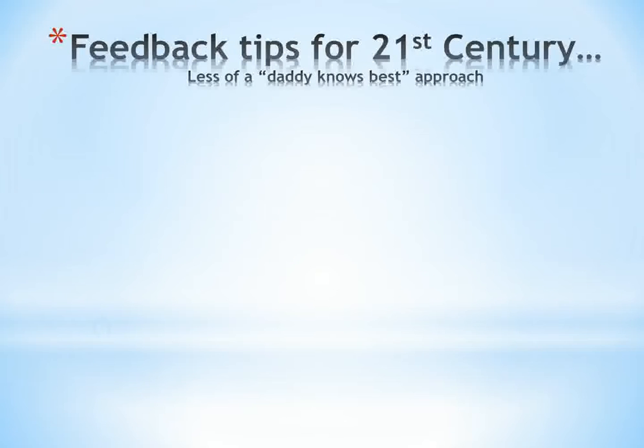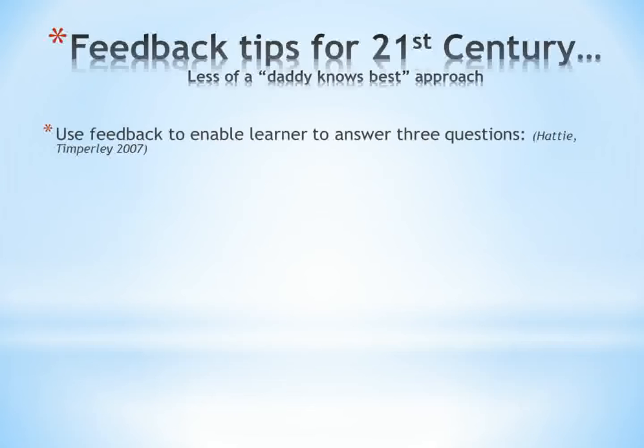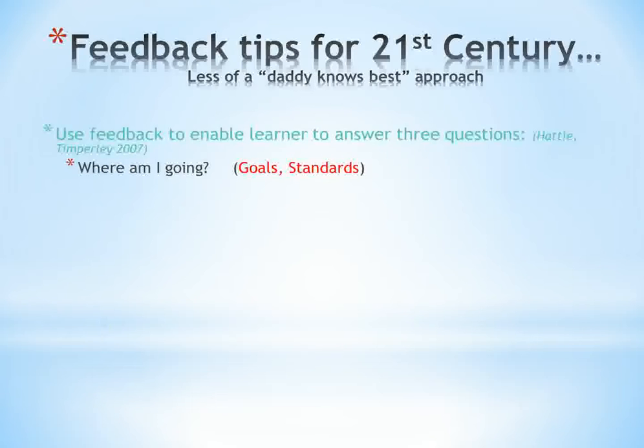So, some feedback tips for the 21st century, which really essentially are less of a daddy knows best approach, which is again back to my teenage analogy. So we have to use feedback to enable the learner to answer three essential questions. Where am I going? And that is really about what goals should I set for myself, but also what standards are you measuring me against? So we need to be clear about that.